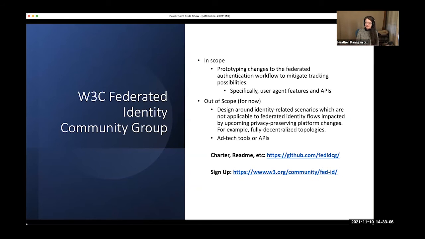And so anytime someone comes and says, well, how is this going to affect advertising? We say, great question, go ask them. We don't know. The charter and README are all available online, and sign up.